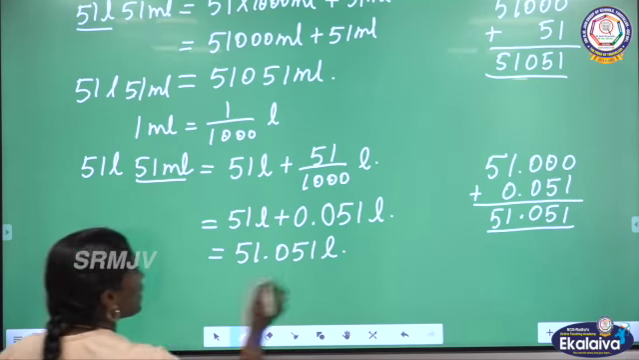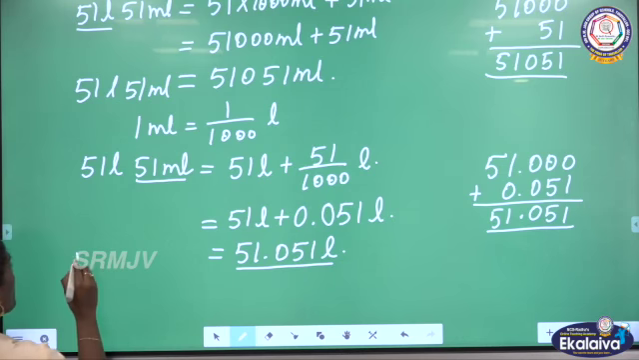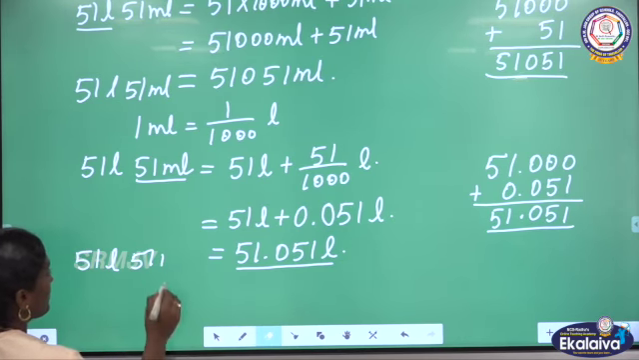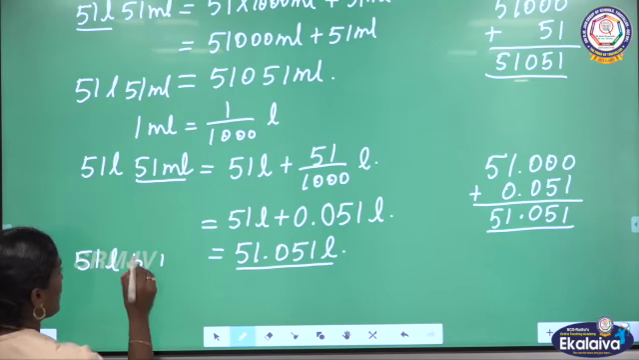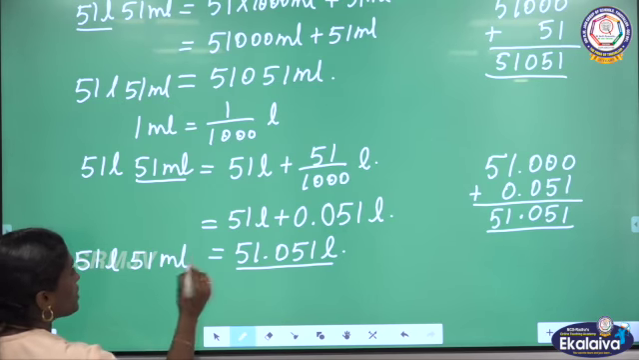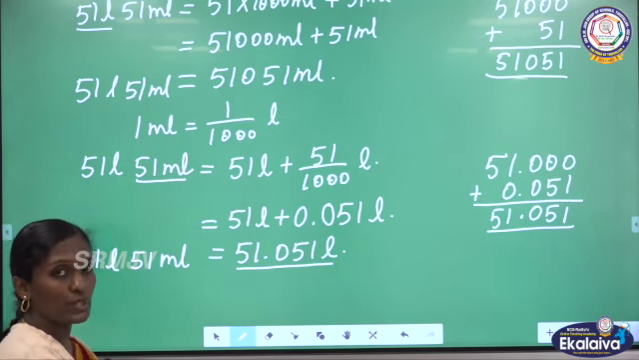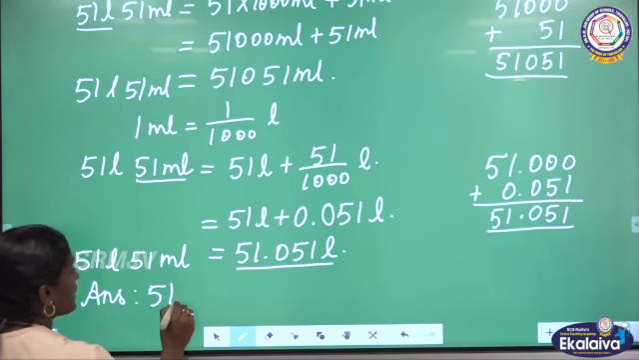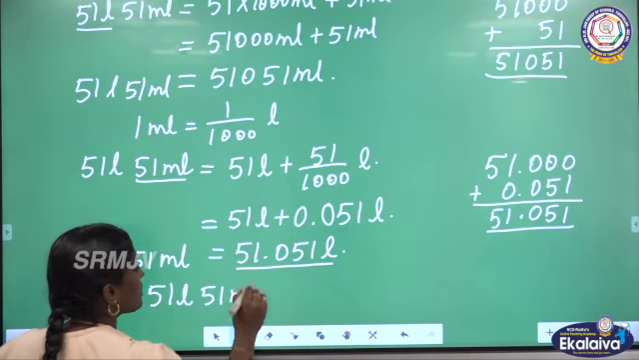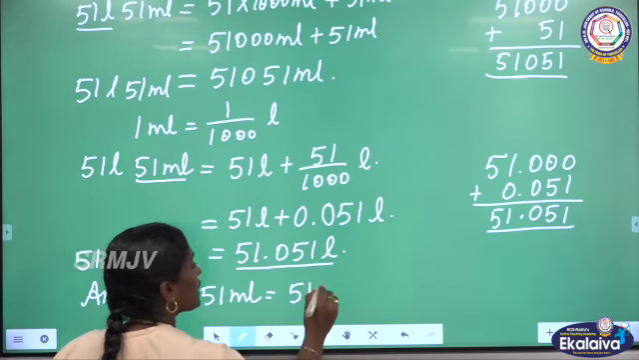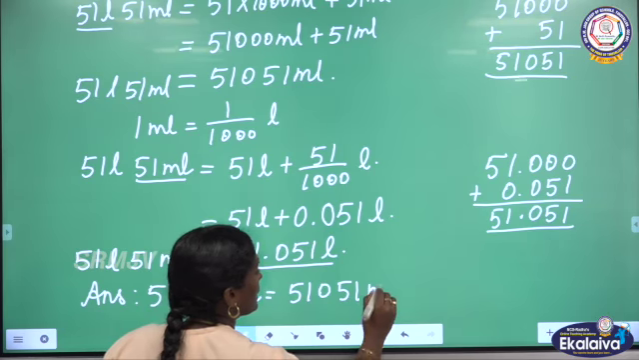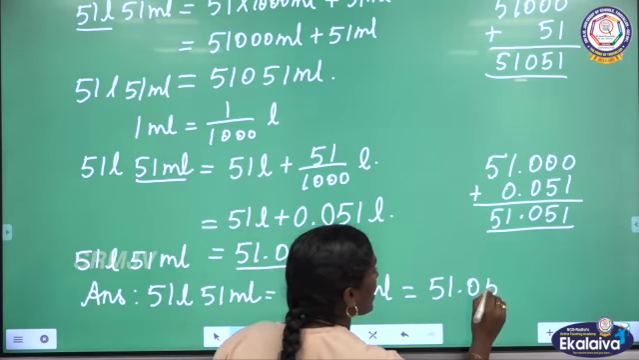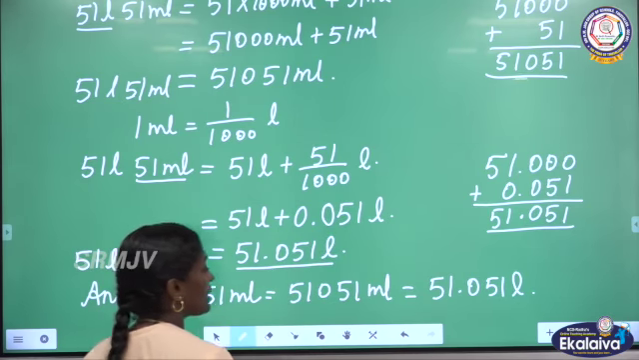51.051 liter. Now we got the answer in liter. So 51 liter 51 milliliter is equal to 51,051 milliliter, which is equal to 51.051 liter. Now we are going to write the answer statement. 51 liter 51 milliliter is equal to 51,051 milliliter, which is equal to 51.051 liter. Was it clear?